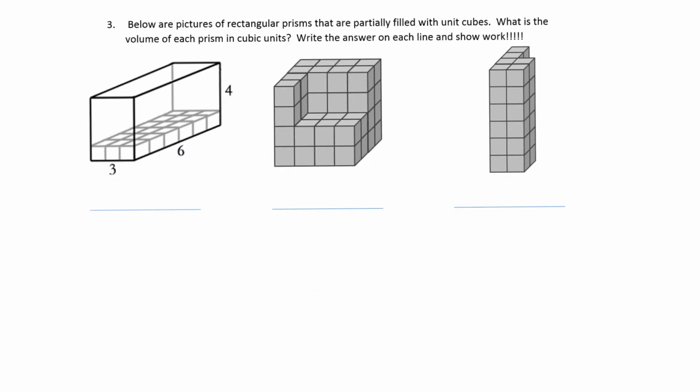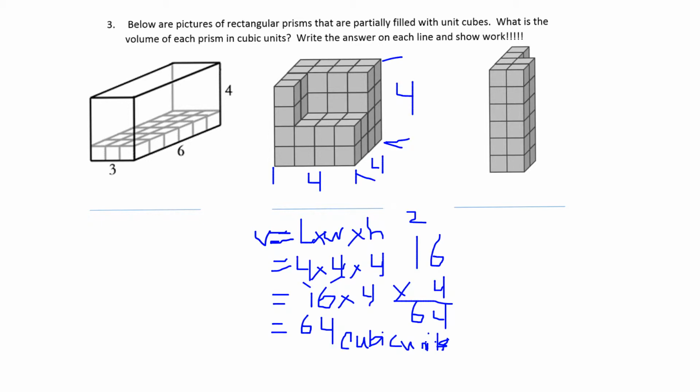Moving on to the next problem. Once again, we're using the formula volume is equal to length times width times height. And the length, once again, we're going to have to count on this one. It looks like the length here is 4 units. The width is also 4 units. Actually, those are both interchangeable. Okay, so 4 and 4, and then the height is 4. So what we actually have here is a cube when it's all filled in. This section here is not filled in, but that's what they want us to figure out. What would it be when it is all filled in?